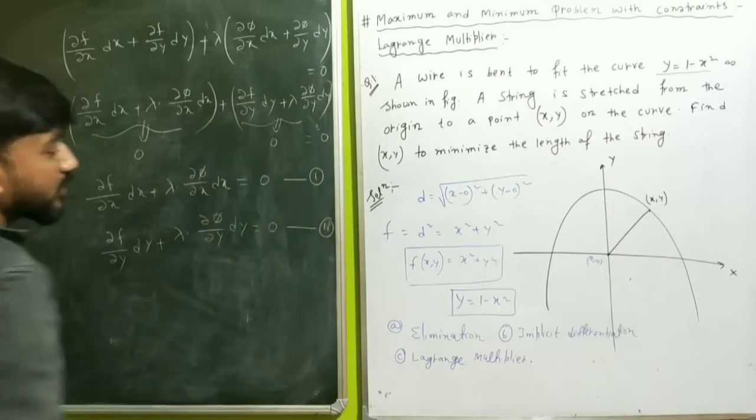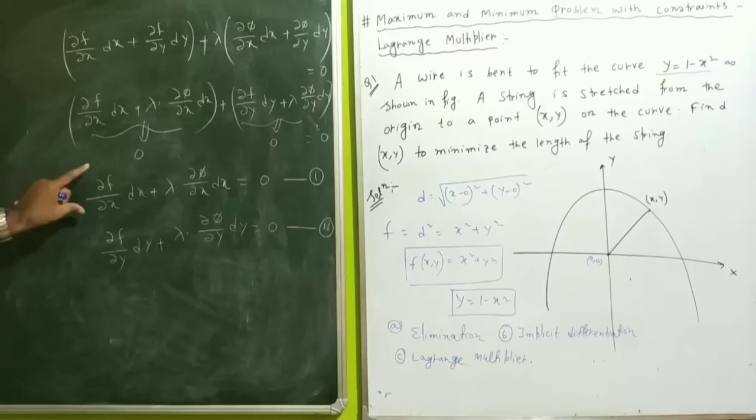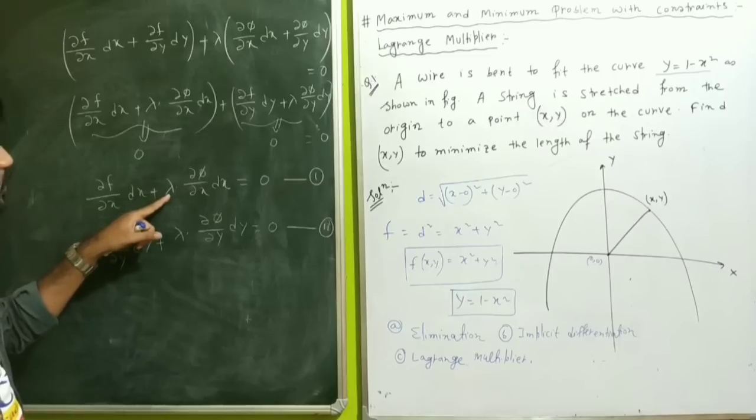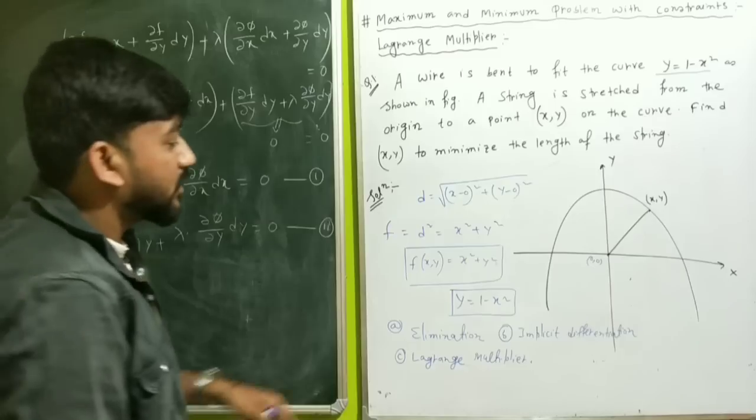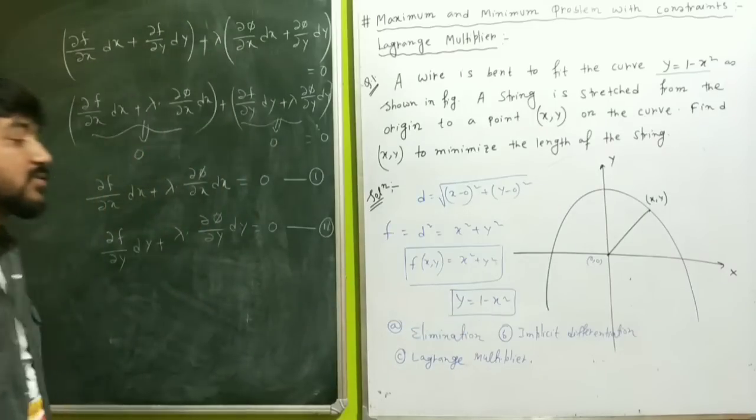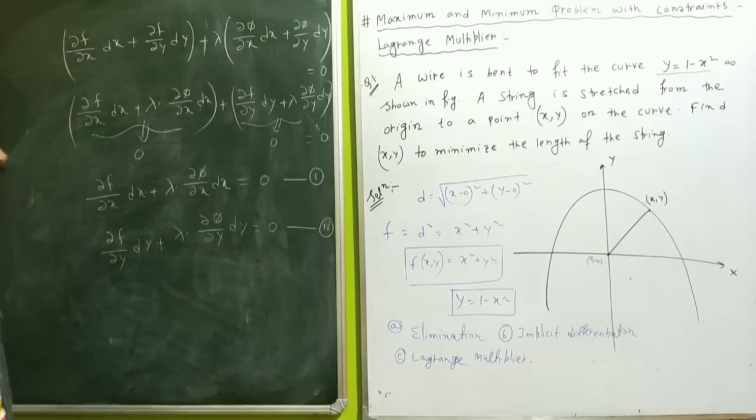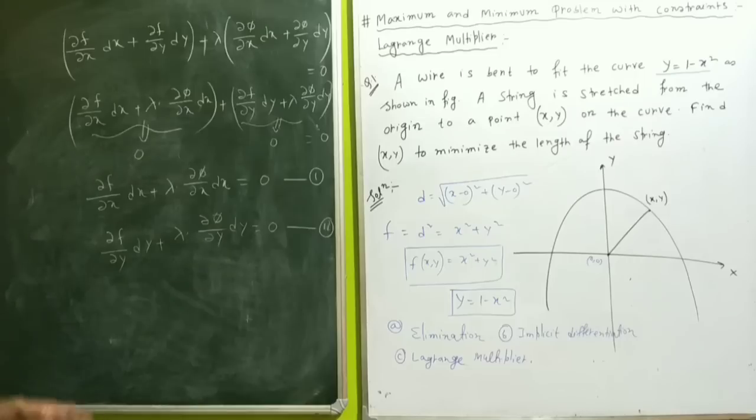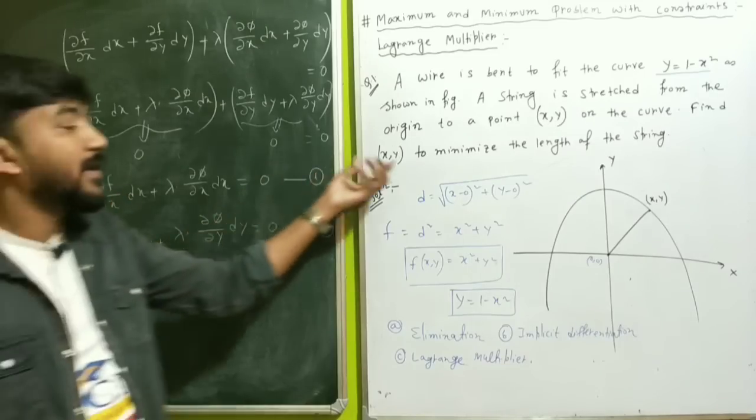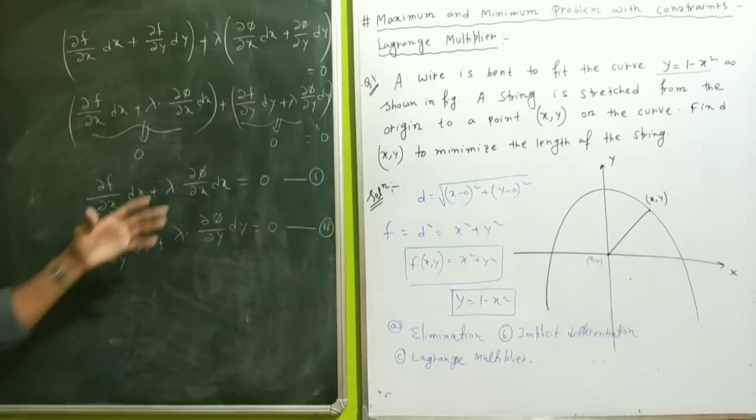So we have these two equations. From these equations we have to solve for lambda. And obviously we have another equation, that is y is equal to 1 minus x square, and from there we will get x also. So if we solve from here lambda and y, then we will get x from here also. So we have to solve first for lambda, then x and y. We actually need the point x, y.